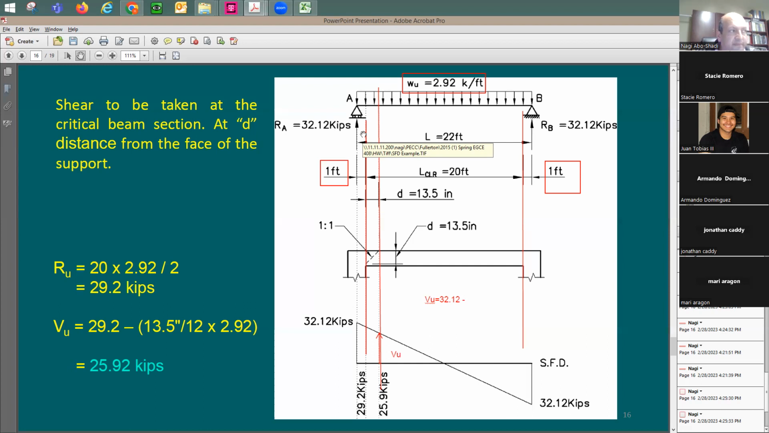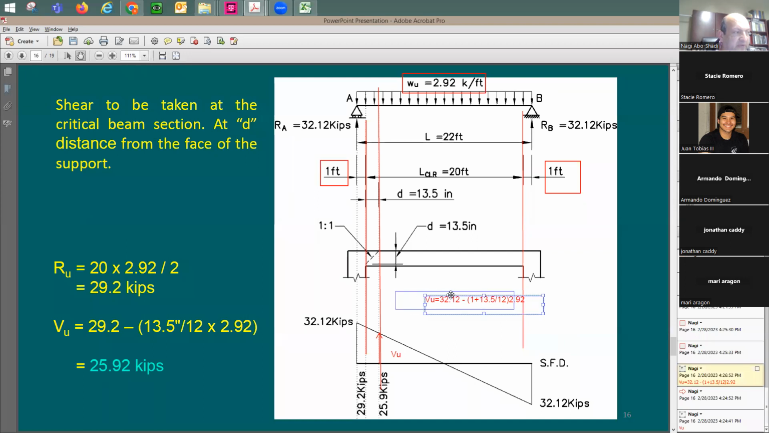Subtracting this distance from here to there, from the center of the support to the critical section for shear. How much is that? I'm going to say 1 plus 13.5 divided by 12, times the slope of this line. And the slope of this line is 2.92.